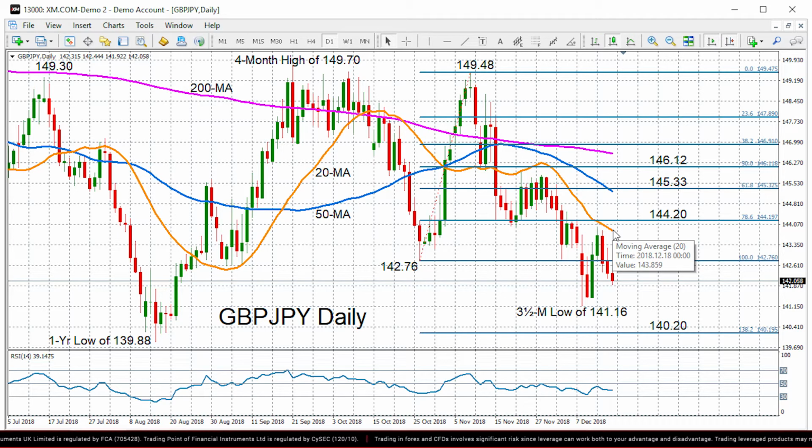Then we've got the 20-day moving average around 143.85, and not too far above that is the 78.6% Fibonacci retracement at 144.20, and then above that is the 61.8% Fibonacci retracement at 145.33. So pound yen would really need to break above that strong resistance of the 61.8% Fibonacci, which also coincides with the 50-day moving average, in order to help shift the focus back to the upside.